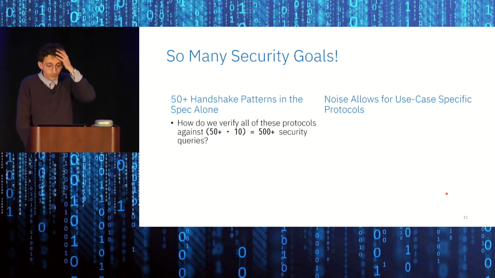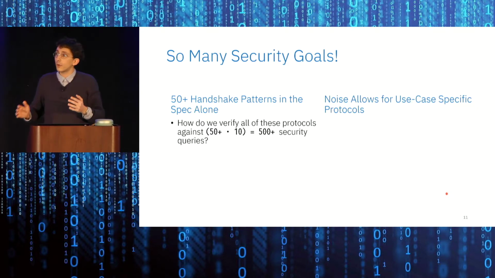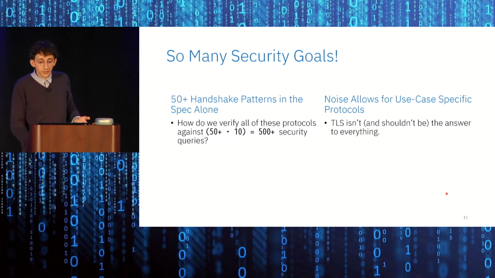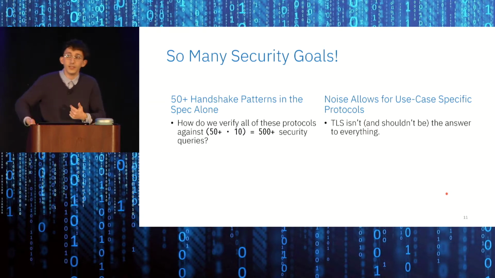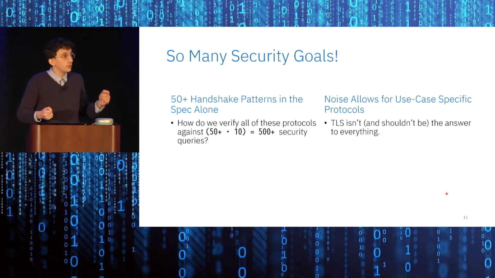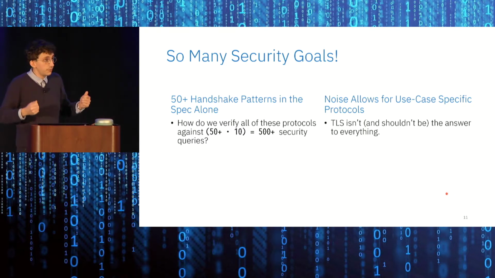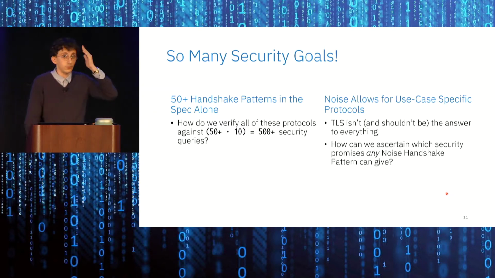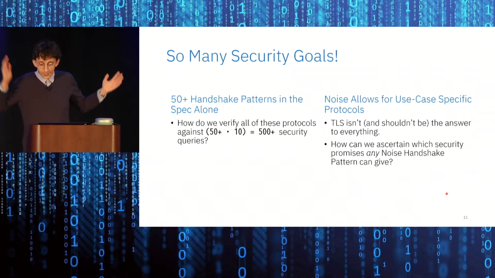And so Noise also, let's not forget one of the more important parts of Noise, which is that it allows for use case specific protocols. So maybe TLS shouldn't be the answer to everything. Maybe you have a use case where you can't really obtain the keys at the right time. You can't obtain a certificate at all. You can't do some of the stuff that TLS requires, or you just want something more streamlined. And Noise really allows you to do this because it allows you to design your own protocol that can really fit your use case. So how can we ascertain in this even more interesting context which security promise any Noise handshake pattern can give, right? Especially if you want people to design their own. What an interesting problem.